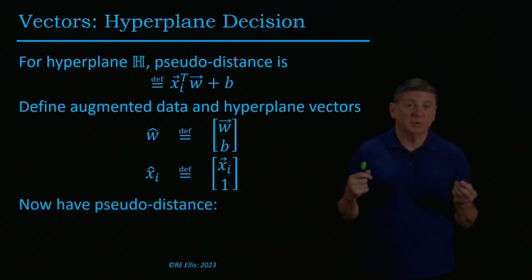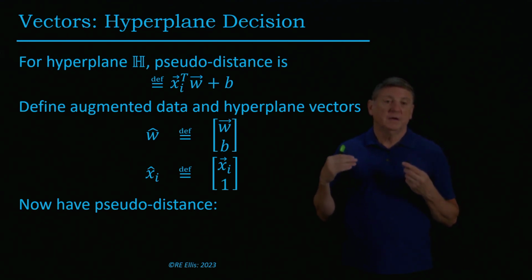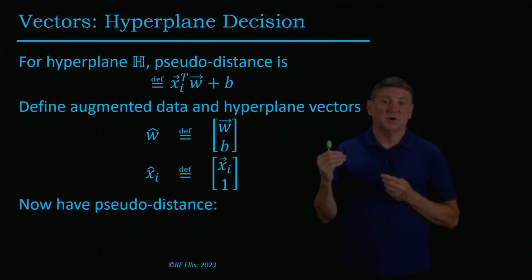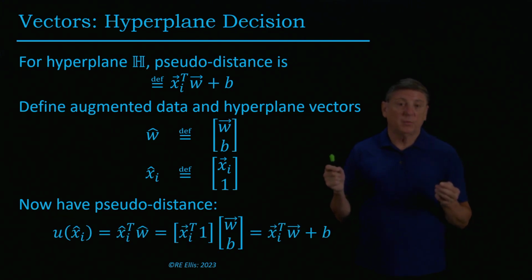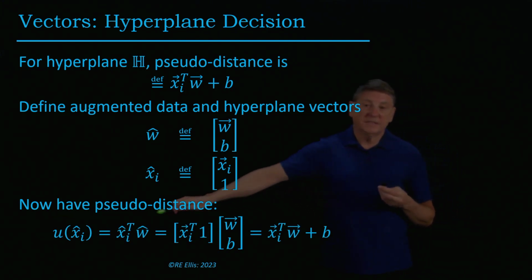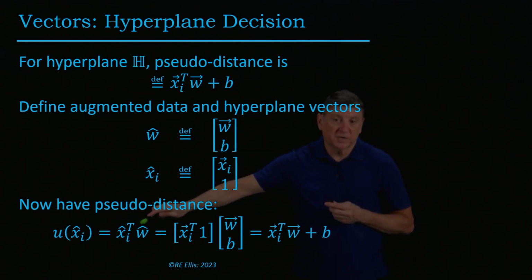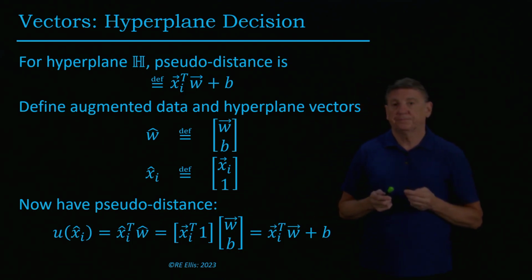What that means is we can now compute a pseudo distance. So the pseudo distance is going to be a positive real value if the data vector is on the positive side of the hyperplane. It will have a negative value if it's on the negative side of the hyperplane, but it's a pseudo distance because it doesn't really measure the projected orthogonal distance of the data point to the hyperplane. And now we can compute this as a value u, and this is now simply taking the augmented data vector transpose times the augmented weight vector, which is a different way of doing the dot product.